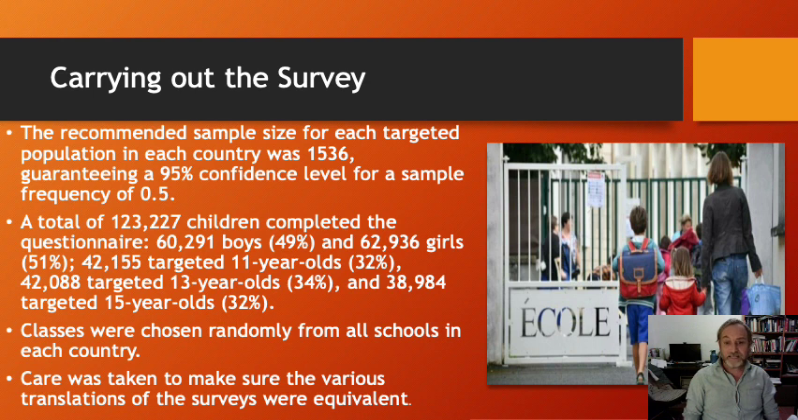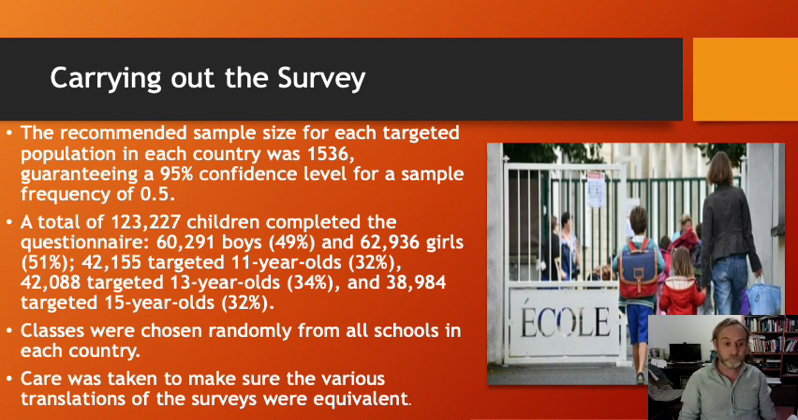So the classes that were sampled, they pick a class and everybody in that class would get a survey, right? They were chosen randomly from all the schools in the country. They really tried to make sure that, for example, they had to use different translations of the surveys. They were in different countries, but they tried to make sure that they were all equivalent, right? Again, they tried to choose randomly from all the various schools.